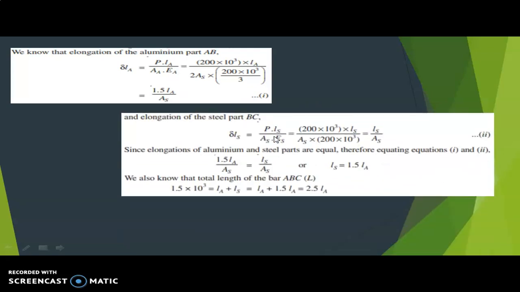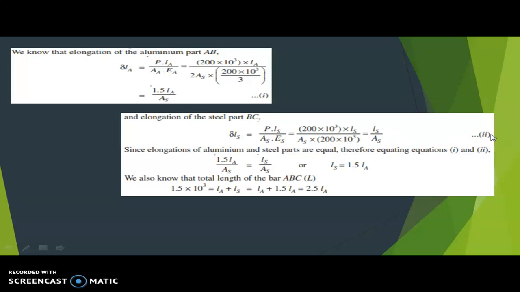Next we will calculate the elongation of the steel part, that is part BC. Okay, again use the same formula, deformation of steel bar is equal to PLS divided by AS into ES. Okay, substitute the values. P is 200 into 10 raised to 3 and LS, that we don't know, and AS also we don't know, and ES is equal to 200 into 10 raised to 3. Simplify this, you will get this. Okay, let it be the equation 2.